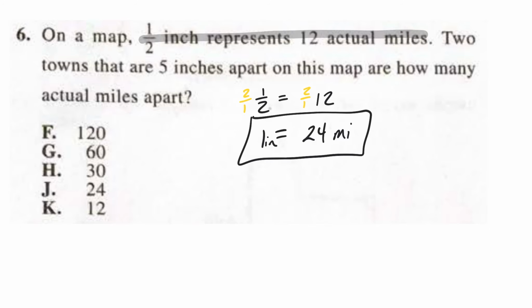And if I do it this way, I'm just dealing with non-fraction values here. So if we have 5 inches, each inch is 24 miles. Well, it would be 5 times 24, 120 miles.